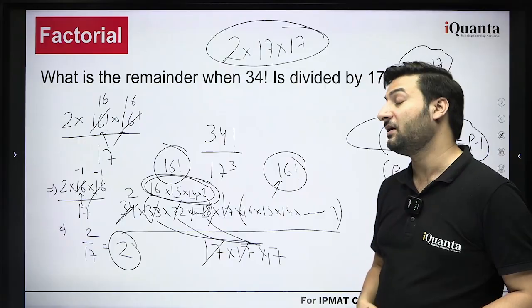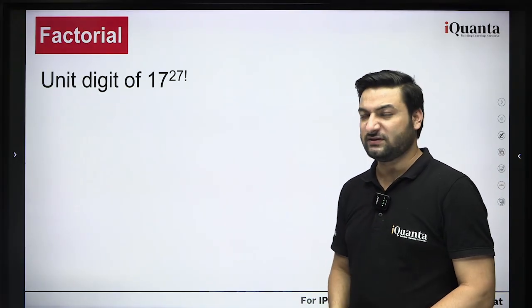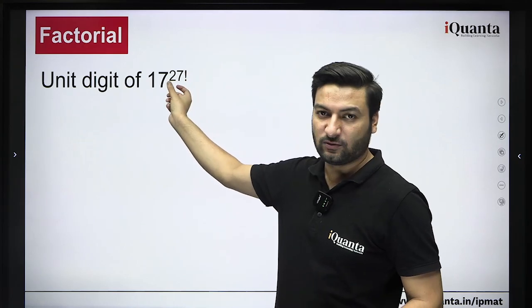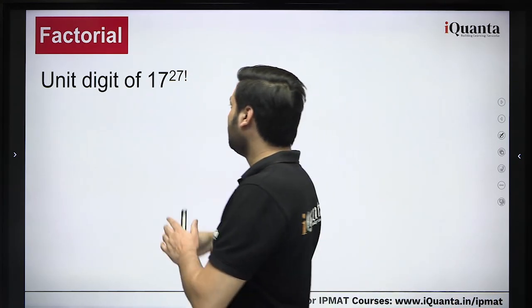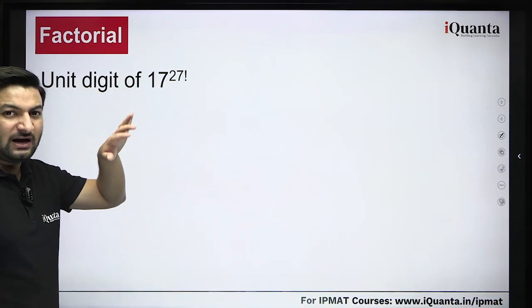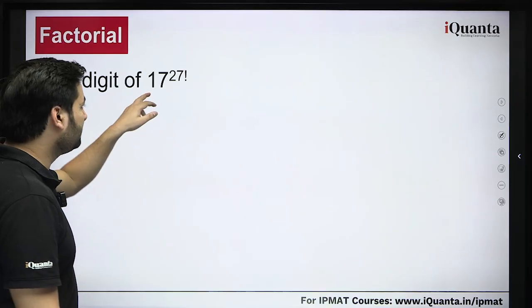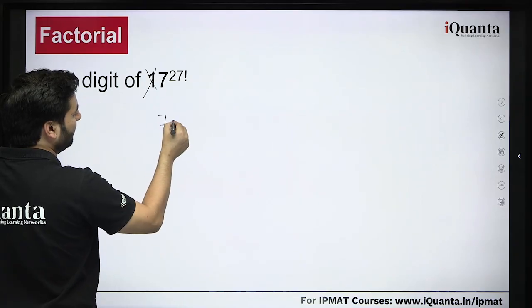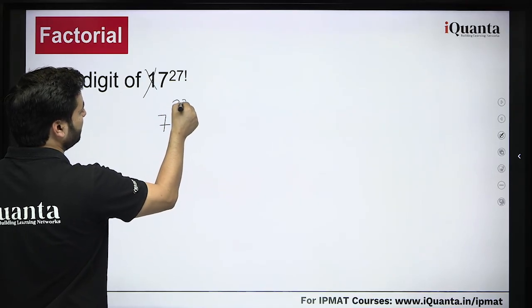Okay, I'll definitely reply. Now we have a couple of questions which are related to factorials, not really factorials, but factorial is there. Okay, unit digit of 17 to the power 27 factorial. Last session that we did was on unit digits, isn't it? You know what to do in unit digits. We forget the other digits, so we have to calculate unit digit of 7 to the power 27 factorial.